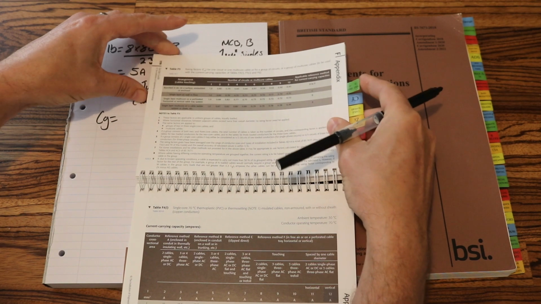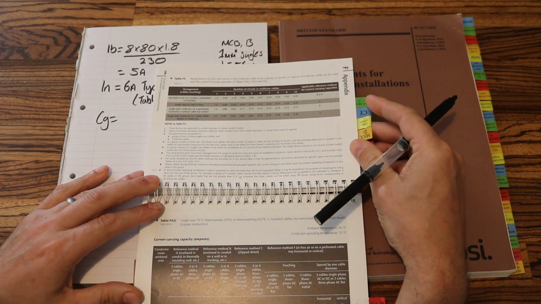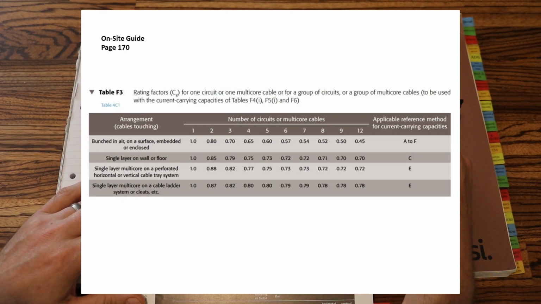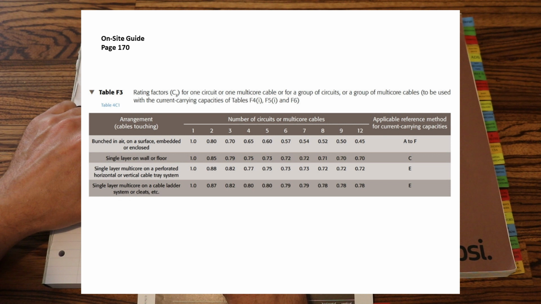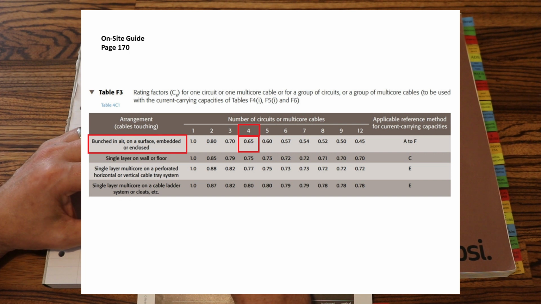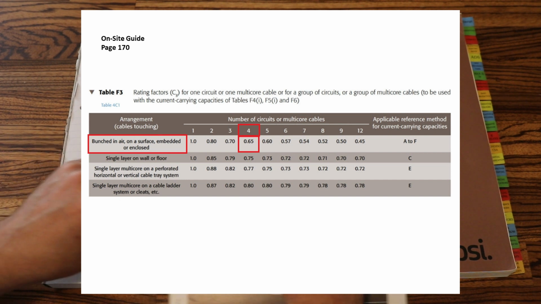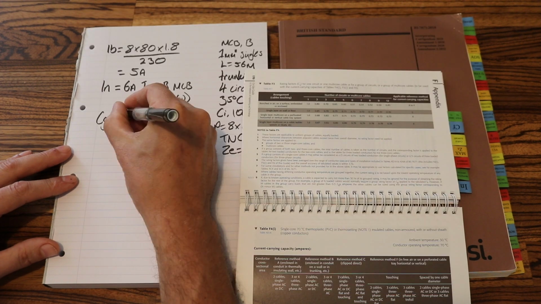CG table. That is table 3F, sorry, F3, on page 170. And the top row says bunched in the air on a surface embedded or enclosed. Enclosed means enclosed in conduit, enclosed in trunking. We are in trunking. So on the top row we've got 4 circuits in total, and that will be 0.65.